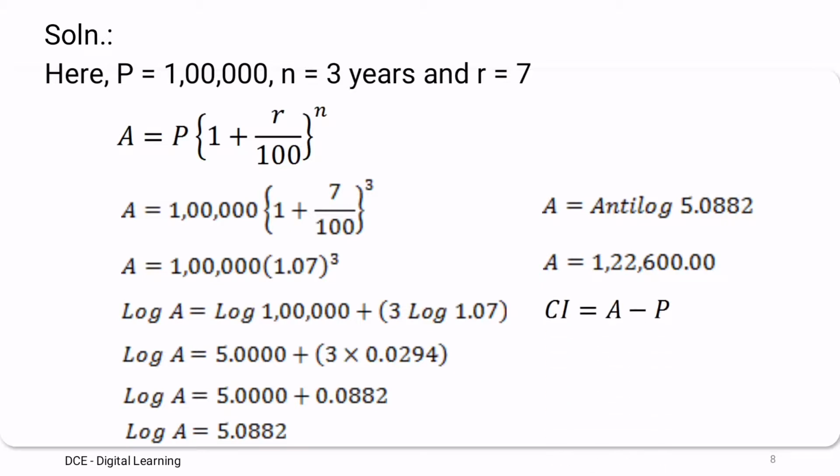Now compound interest equals amount minus principal. Amount is 1,22,600 minus principal. Principal is rupees 1 lakh. So therefore compound interest for 3 years is 22,600.